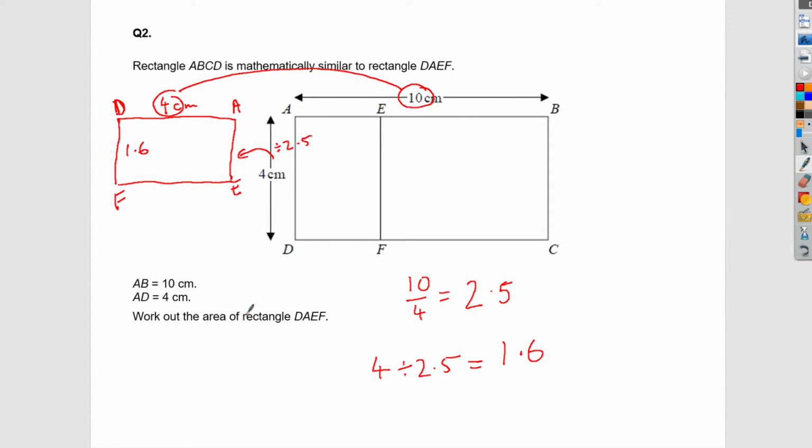So since we need the area, we just need to do the length times the width. So the area of DAEF is going to be, the width is 1.6 multiplied by 4, we'll get 6.4 centimeters squared. That's the area. Okay, let's move further down.